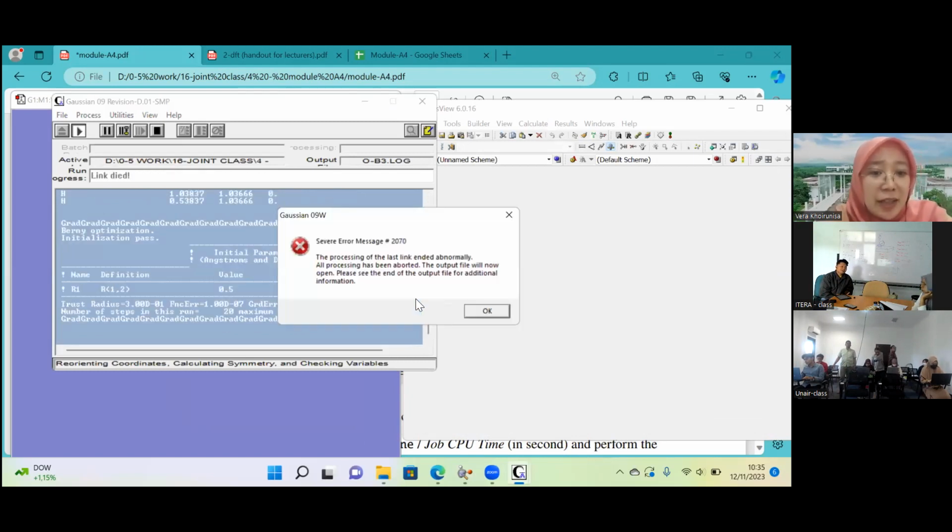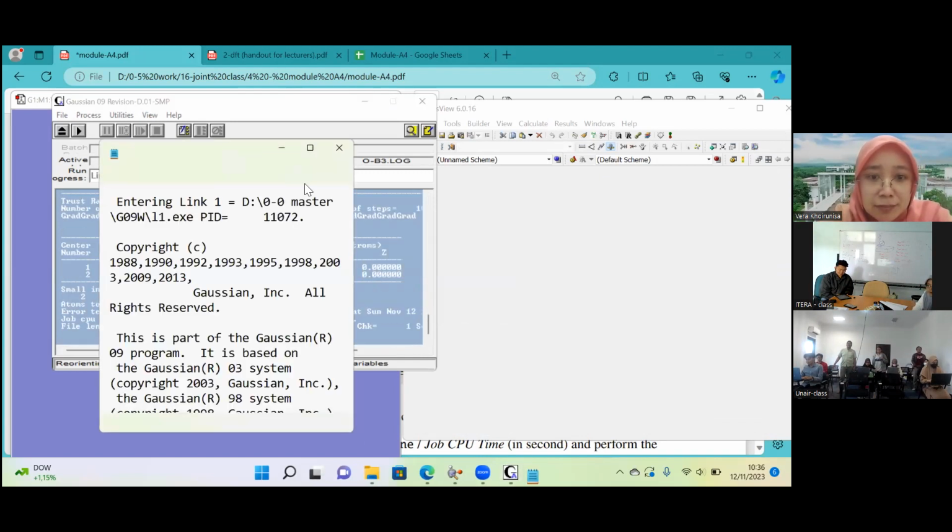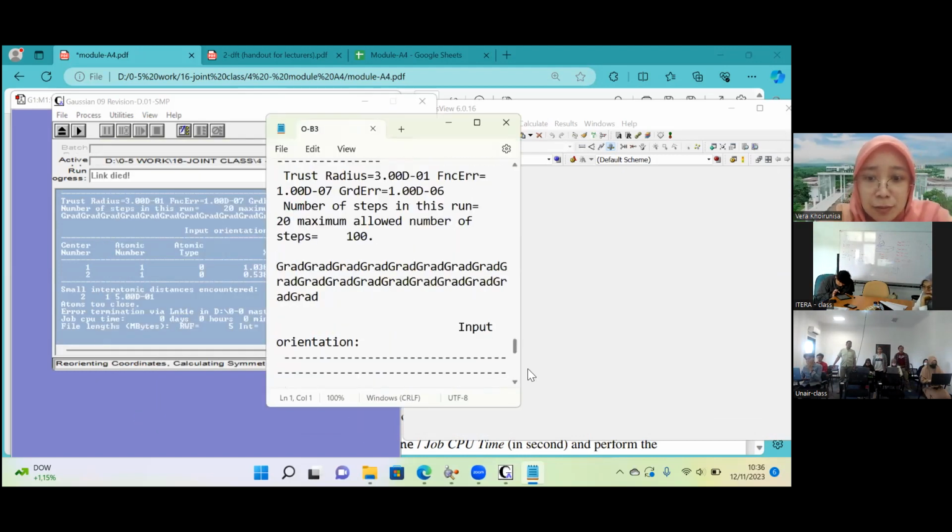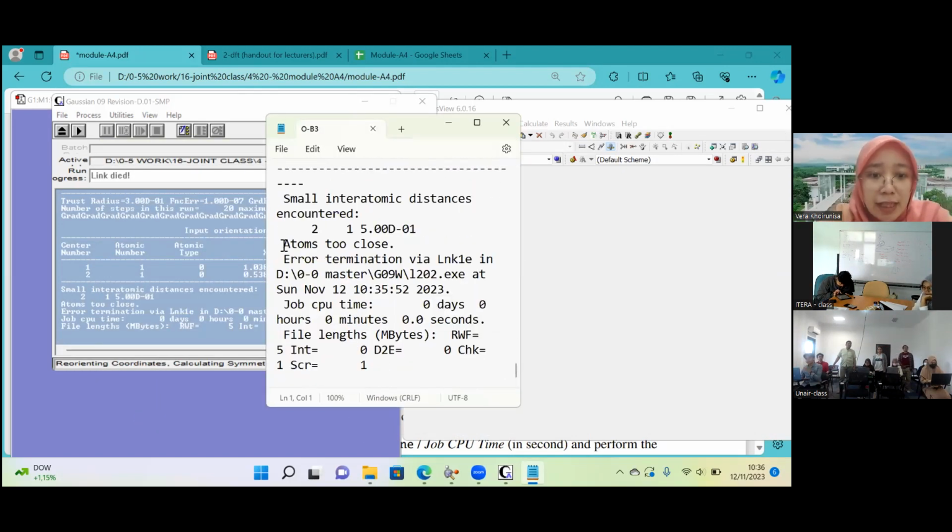So I got the error. Why? You can check the error. The error is because my atoms are too close. So 0.5 cannot be the R initial. So we have to change the R initial.